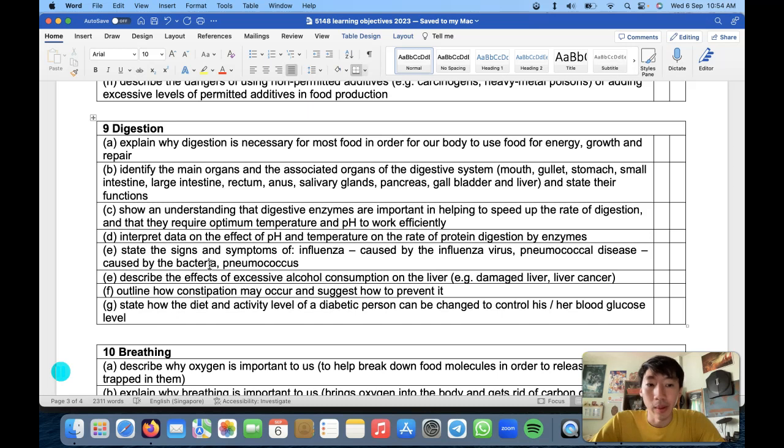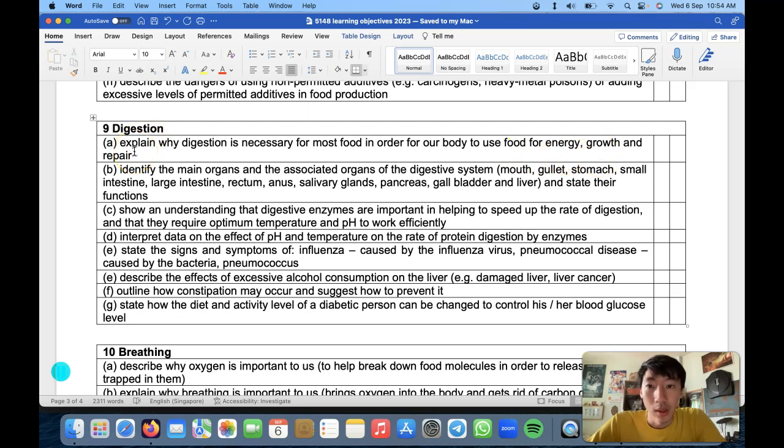Okay, so chapter 9 is about digestion. It's all about your digestive system. And there are a few things we have to learn. Firstly, we need to explain why digestion is necessary for most food in order for our body to use the food for energy, growth, and repair.